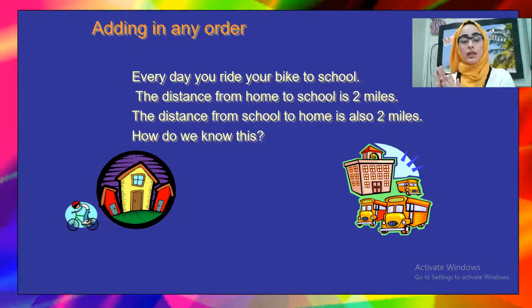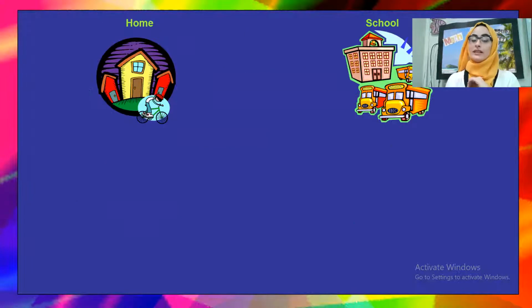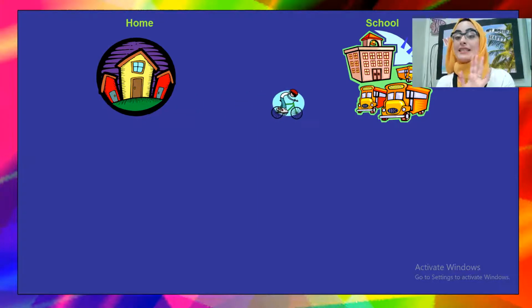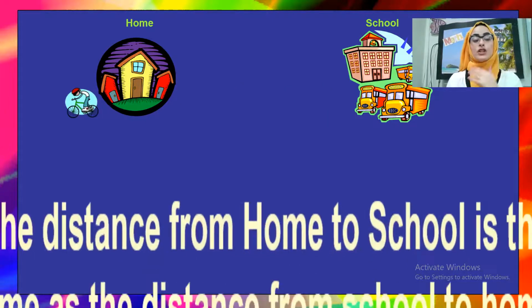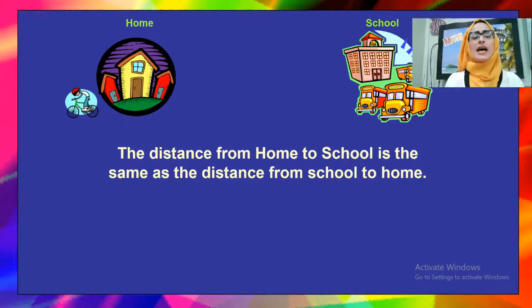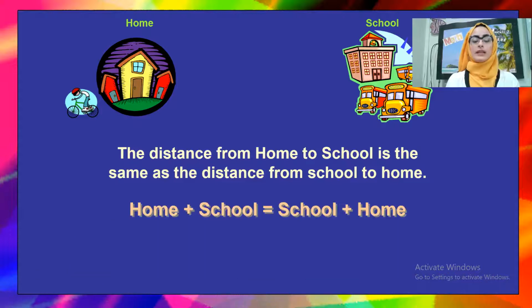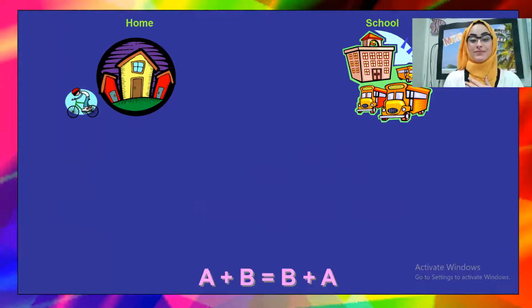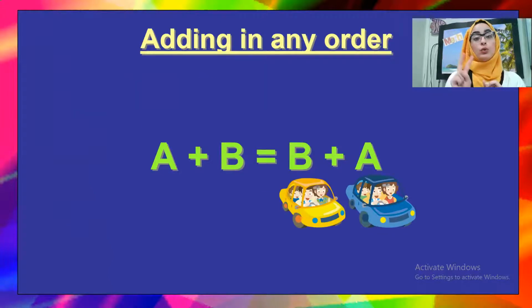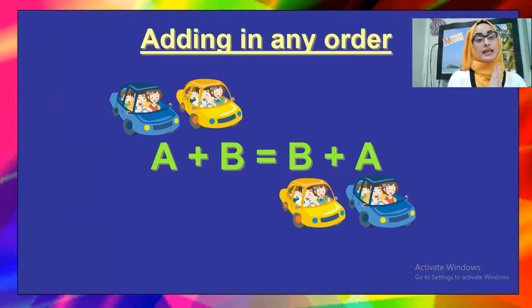Going from home to school is the same as from school to home. Very nice. So the distance from your home to school is the same as the distance from school to home. Like I'm adding the distance: home plus school is the same as school plus home, and the answer will never ever change. Here I have 2 cars, 1 blue, 1 yellow. If I say the blue is A and the yellow is B, I'm adding A plus B, the same as B plus A, because I have the same cars in the second part. So the answer would be the same.